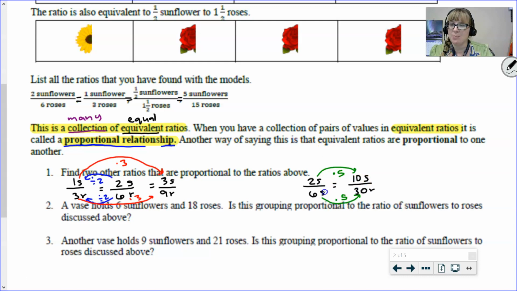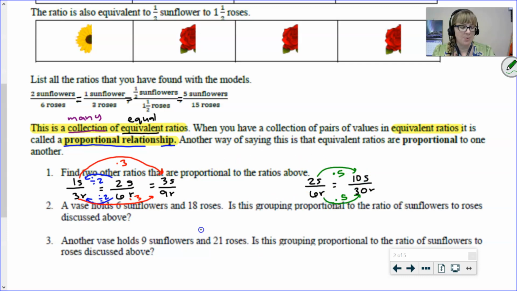Please forgive my typo here. That shouldn't be an S, that should be an R. Sorry that I didn't catch that until now. Hopefully that didn't mess you up too much. Okay, that's it for those equivalent ratios.